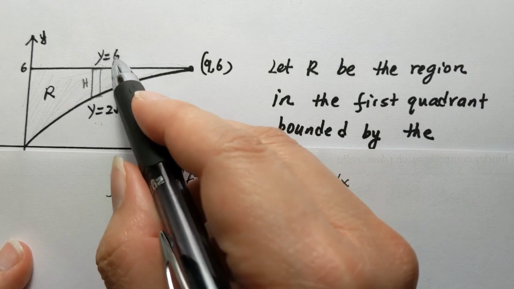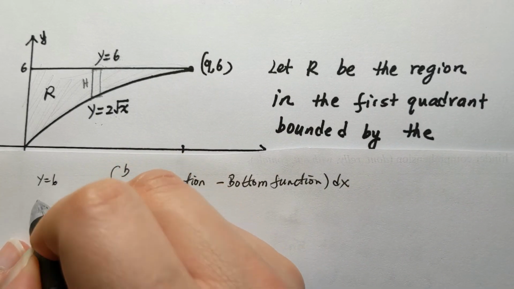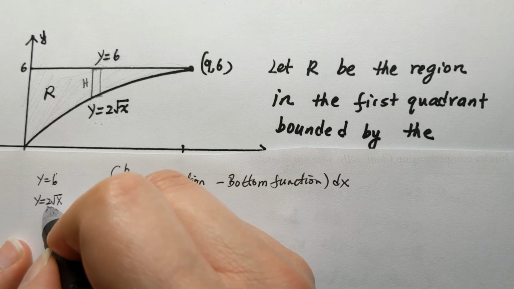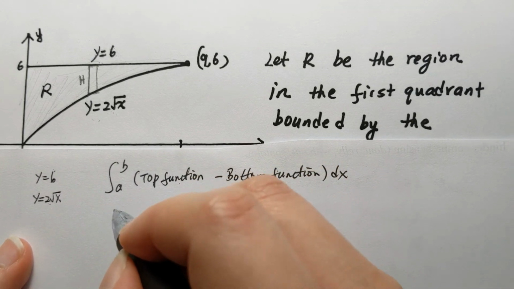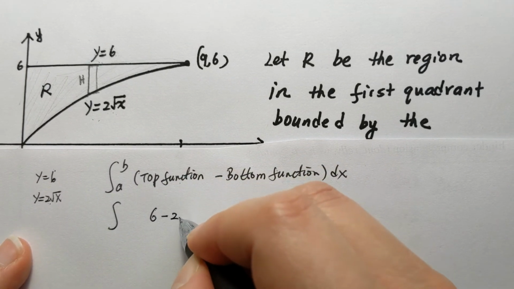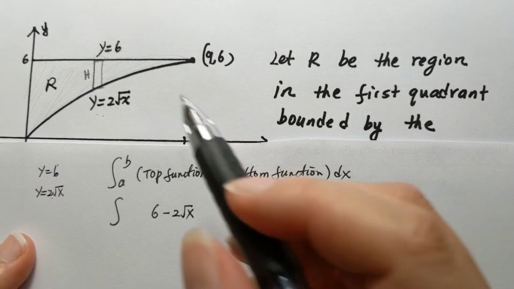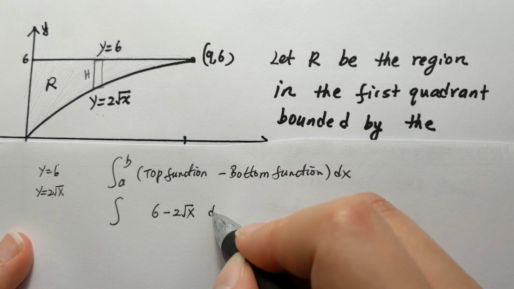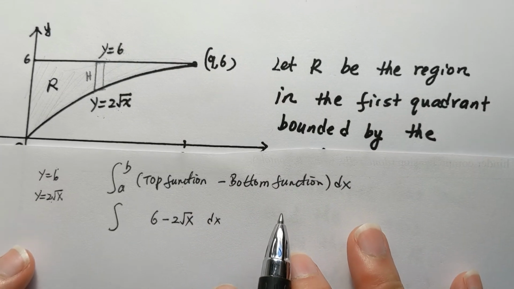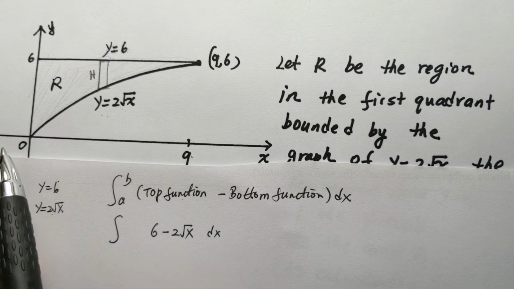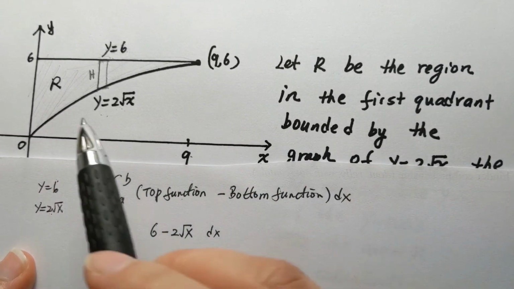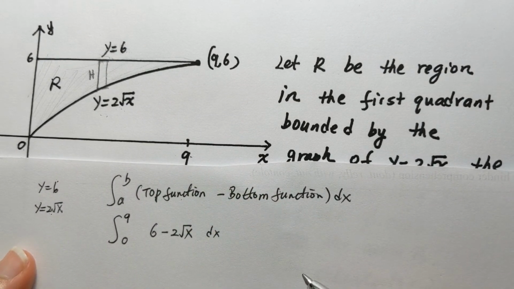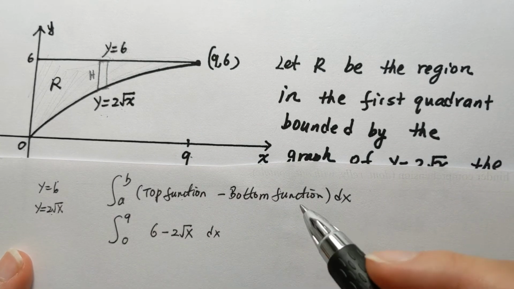The top function is y equals 6 and the bottom function is y equals 2 square root x. So you subtract, so it would be 6 minus 2 square root x. The top is 6, the bottom is 2 square root x. And then you find the smallest x value, and the smallest x value is 0. Then you find the biggest x value, which is 9. So therefore it's going to be 0 to 9. So we already get this.